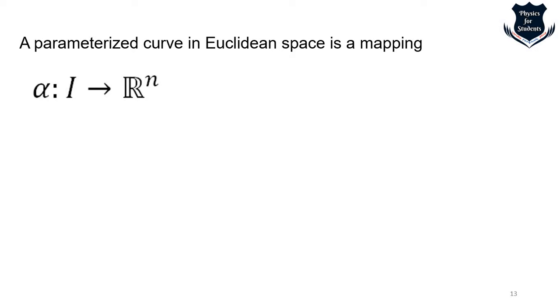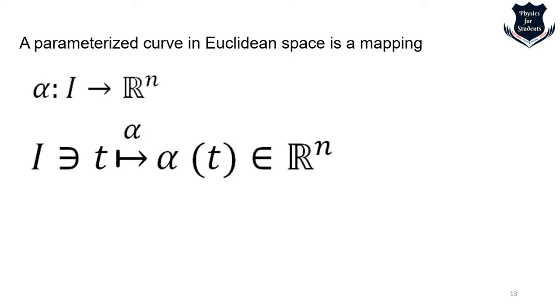So a parameterized curve, obviously we are dealing with Euclidean space, is a mapping from I to R^n, where I is an interval in the real line, and we use this notation. Now hold on, I'll just explain what this notation is all about. This notation emphasizes this factor alpha, which sends each element of the interval I to a certain point in R^n. I repeat, alpha sends each element of the interval I to a certain point in R^n.